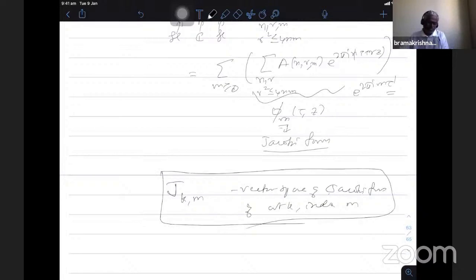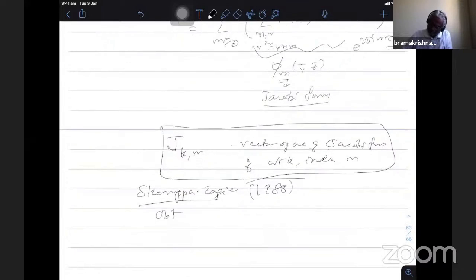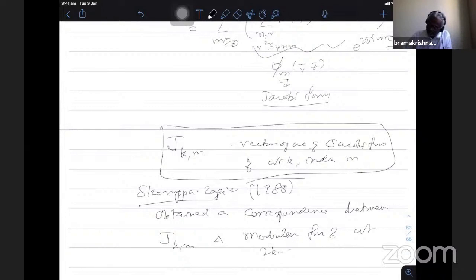Skoruppa and Zagier considered a correspondence, similar to the Shimura correspondence, between these Jacobi forms and modular forms of integral weights. I think in 1988, in the Inventiones paper, they obtained a correspondence between J_{k,m} and modular forms of weight 2k minus 2, level m.